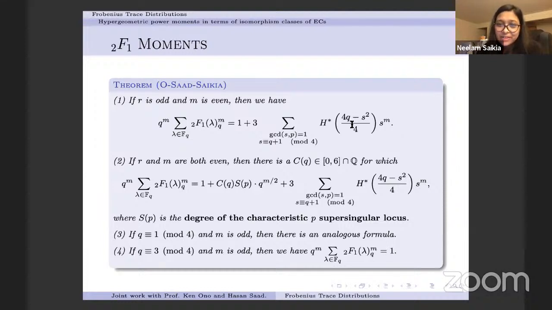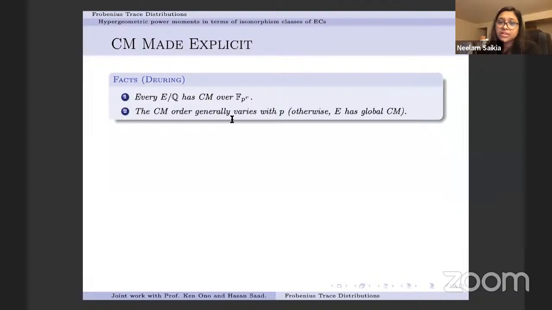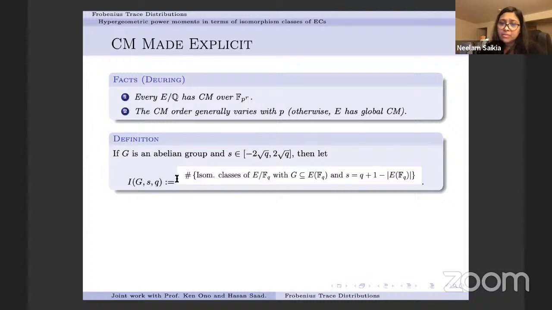All right. So the phenomenon that works here while computing these moments is that we make use of the theory of complex multiplication explicit for elliptic curves, and this goes back to the work of Deuring. So we know that every elliptic curve over F_q has complex multiplication, and this CM order generally varies with respect to p. Otherwise, we say E has global CM. And basically, in our calculation, we count the number of isomorphism classes of an elliptic curve over a finite field with some fixed trace and with some prescribed subgroup.